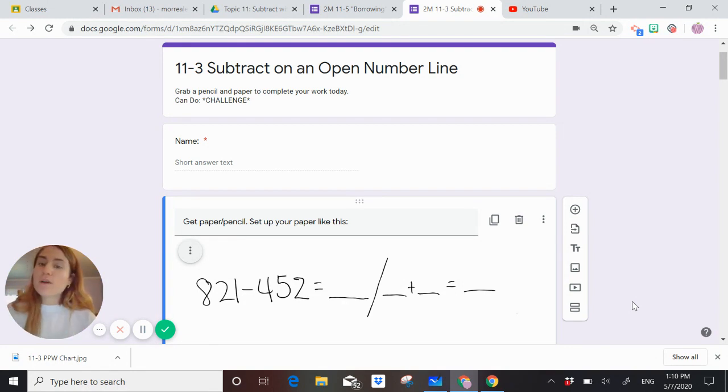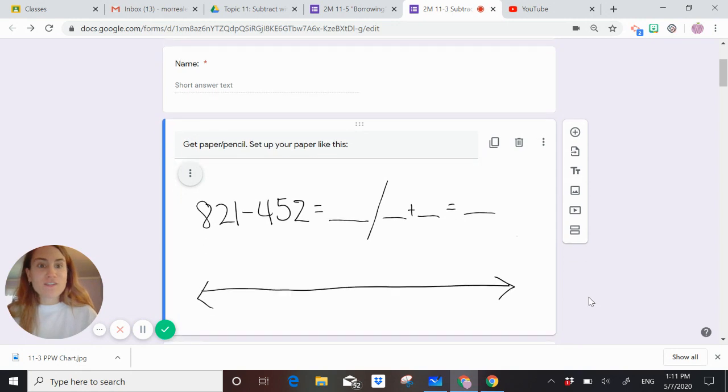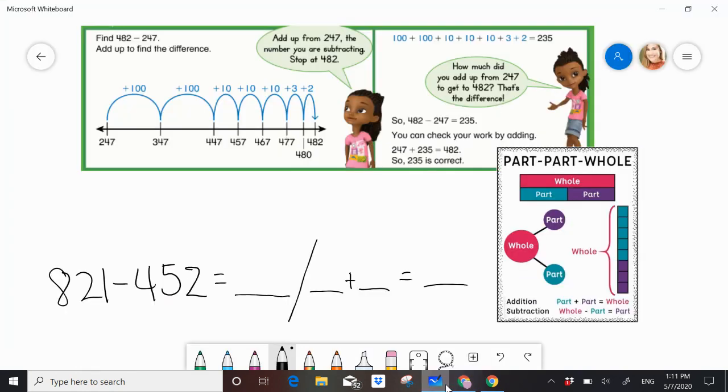But the first thing you're going to want to do is set up your paper so that it looks like my guided example right here. So grab paper, grab a pencil, and set up your paper like this if it's not done already. If it is done and you're ready to go, then I'm going to switch over my screen to look at our example for today.